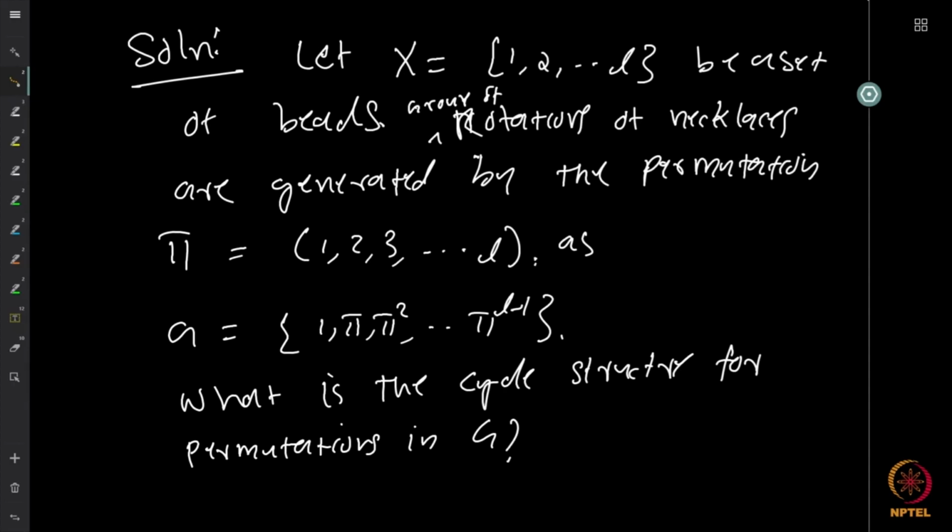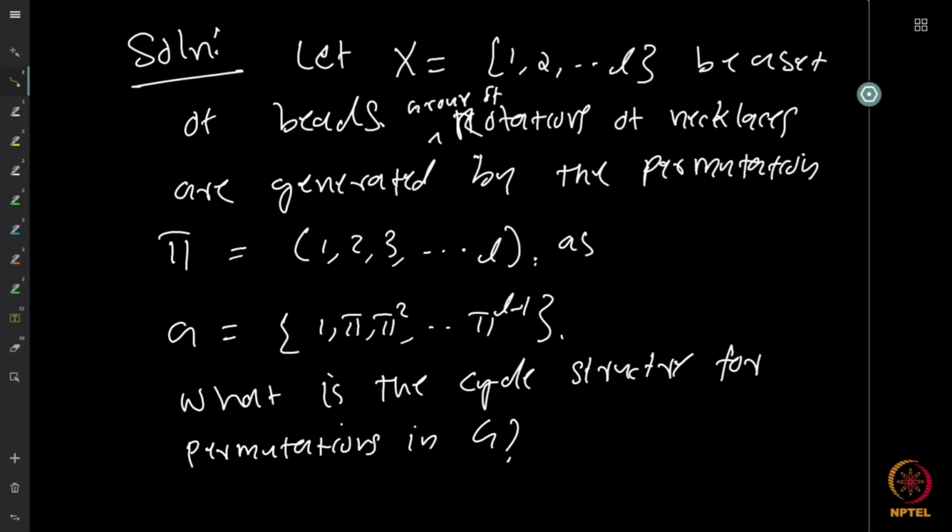The group of rotations of the necklace is generated by a single permutation, as we mentioned, which is given by 1 going to 2, 2 going to 3, etc., up to L. So if this is the generator, then the group G is given by 1, pi squared, etc., pi raised to L minus 1, where pi raised to L is equal to 1, the identity. Now, what is the cycle structure for permutations in G?